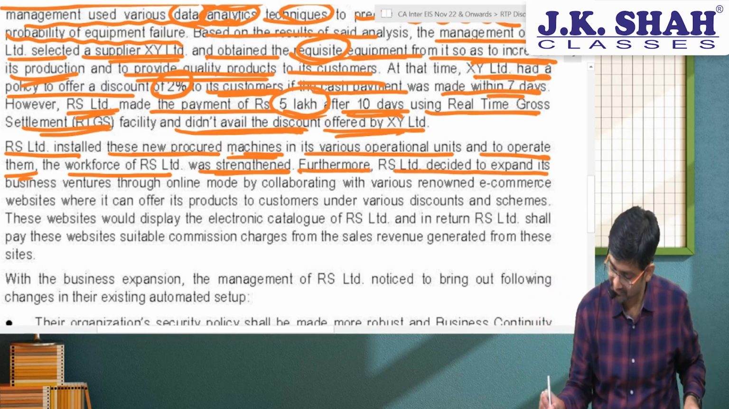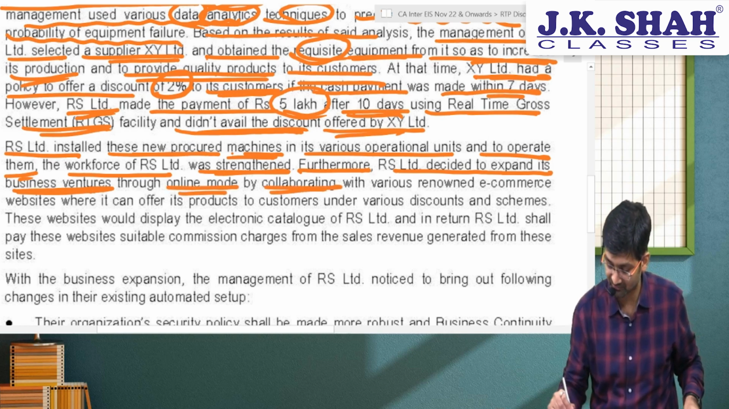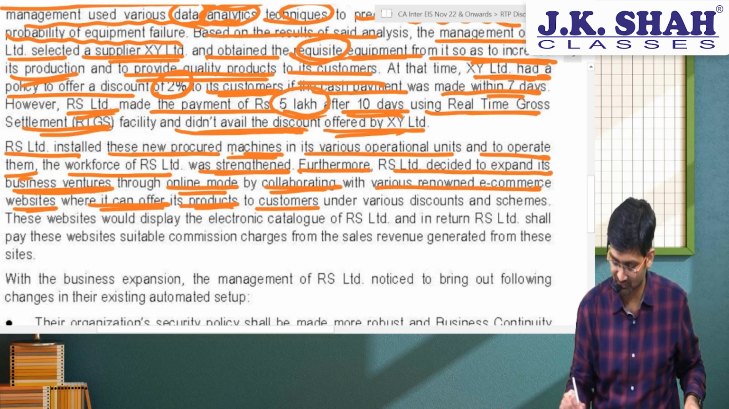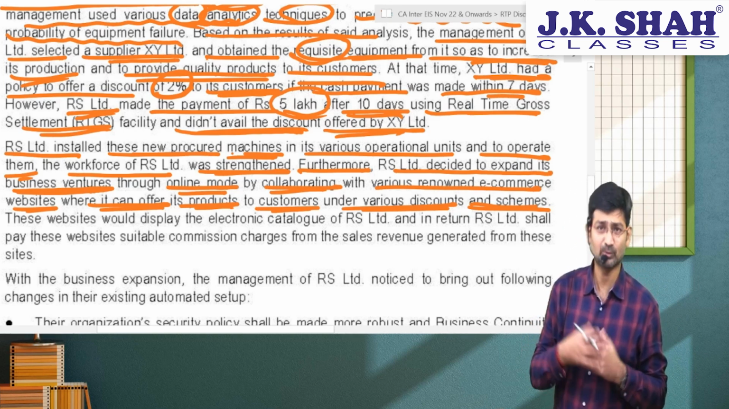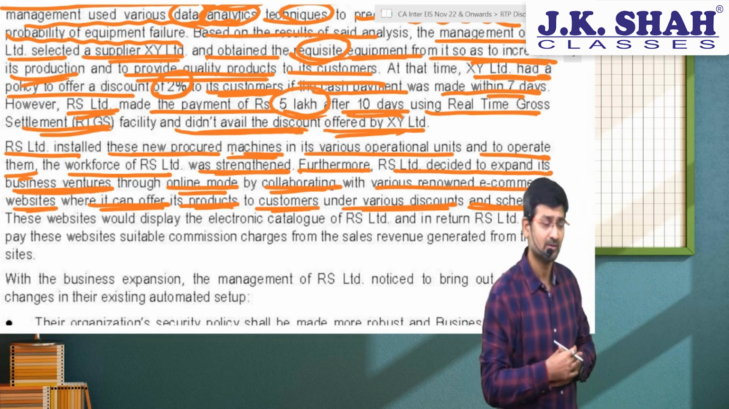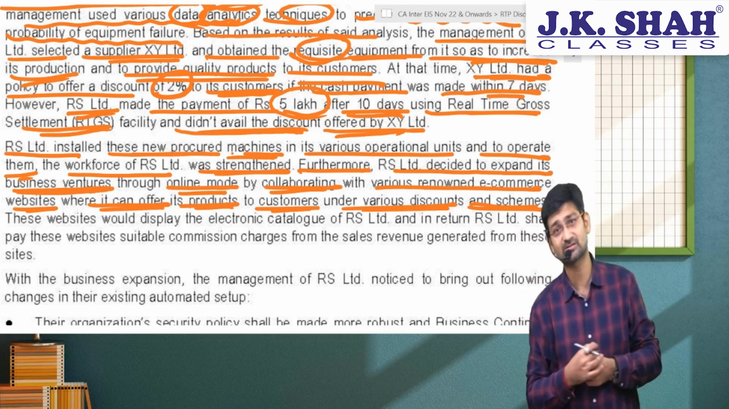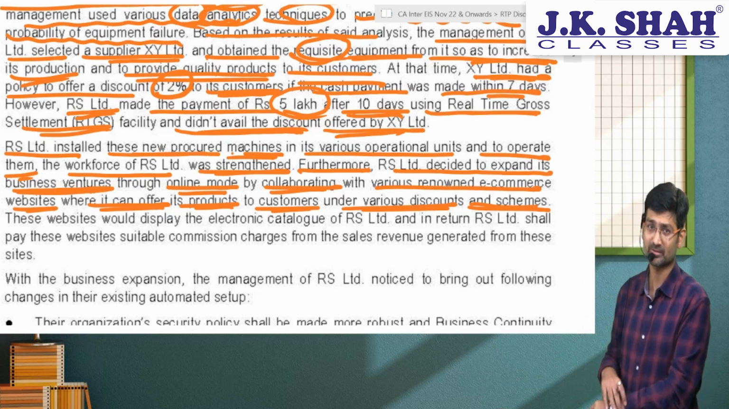Furthermore, RS Limited decided to expand its business ventures through online mode by collaborating with various renowned e-commerce websites where it can offer its products to customers under various discounts and schemes. So you had a tie-up with various portals like Amazon, where you get your products listed, and you're selling through these e-portals, which are going to be your selling agents, through which you will be selling your products in the market.